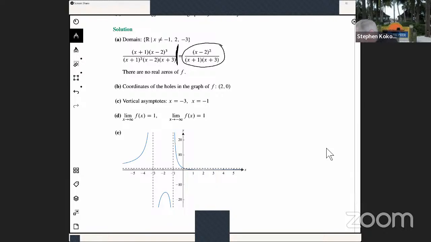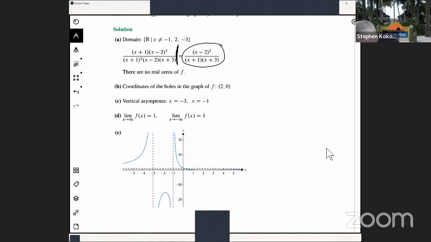I want to know in part B, find the coordinates of any holes in the graph of f. Well, how do you do that? Well, what I need to do is cancel out the like terms. Where I cancel out a common factor in both the numerator and the denominator, if that factor is no longer in the denominator, then I have a hole in the graph. And that happens with that factor x minus 2. I've canceled one of them. It's no longer in the denominator. It's no longer part of that product in the denominator. And that tells me that I have a hole in the graph at x equals 2.